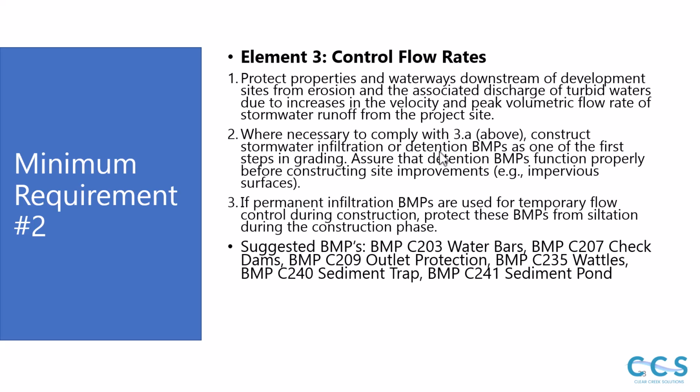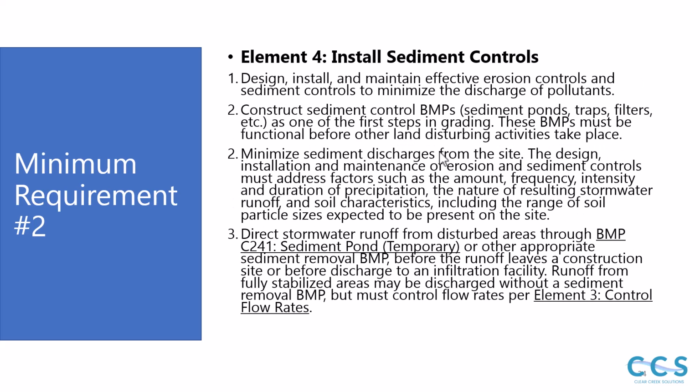Third element is control flow rates, which protect properties and waterways downstream of development sites from erosion and the associated discharge of turbid waters due to increases in the velocity and peak volumetric flow rate of stormwater runoff from the project site. Where necessary to comply with the above compliance, construct stormwater infiltration or detention BMPs as one of the first steps in grading. Assure that detention BMPs function properly before constructing site improvement. If permanent infiltration BMPs are used for temporary flow control during construction, protect these BMPs from siltation during construction phases. Then they have some more suggested BMPs for element 3.